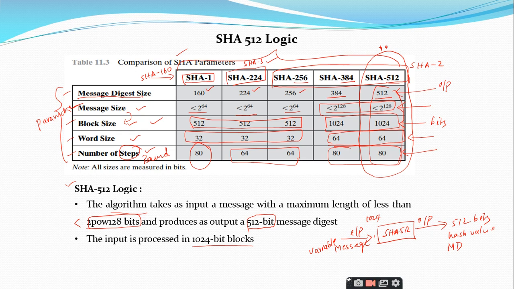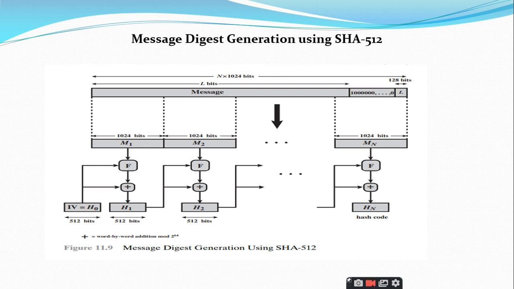We will see the logic of this SHA-512, and you will come to know how it is going to convert these variable length messages into fixed sized blocks. These parameters regarding SHA-512 are very important. So this is the overall structure of the message digest generation using SHA-512. The entire structure of generating this message digest using SHA-512 has been divided into 5 steps.